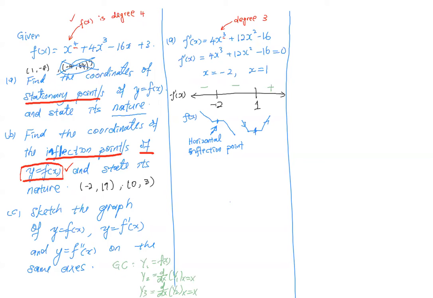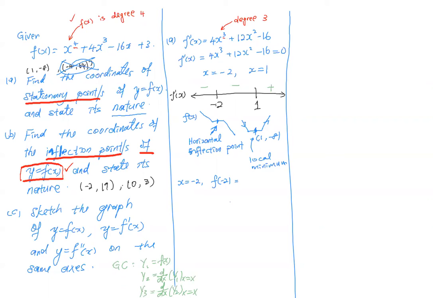So what do I call this point? Jen Hao? Local minimum. Yeah, local minimum. So now you have 2 points. That is when x equal to -2, f(-2). You go to your y1 and straight away get the answer.